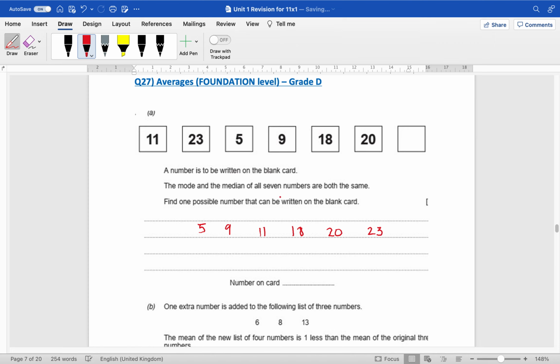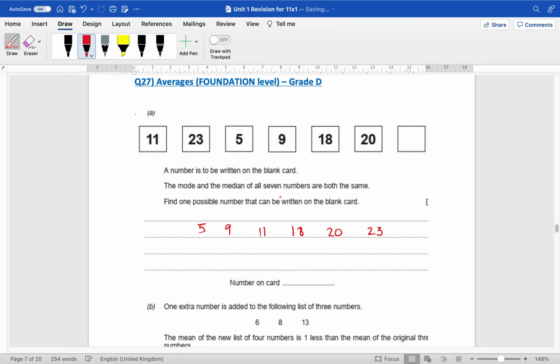If I need the mode and median to be the same, then the number that I add in there to be the median needs to be one of these two numbers. So I guess your options are 11 and 18. If I put 11 there, the mode is now 11 because there's more than one 11, and 11 is also in the middle. But alternatively, I could have put 18 so that there's more than one 18, and 18 is in the middle. Okay, so I'll give the answer 11, but they've two answers there.